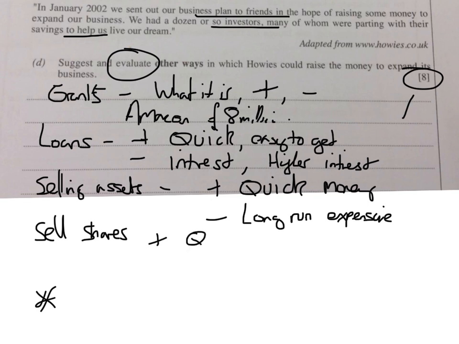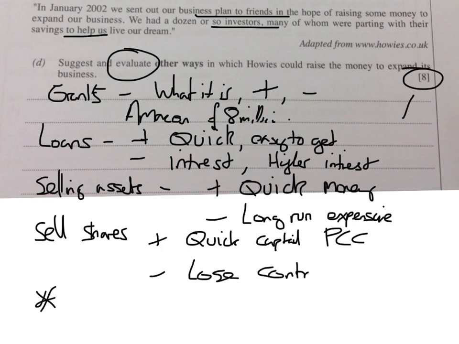Next, selling shares. The plus point is you can get quick capital, especially if you became a PLC and went on the stock market. The downside is you lose control of your business. I think if you said those four, you'd be in really good shape. You really would be. If I were you, I wouldn't go down the idea of having loans and talk about overdrafts.